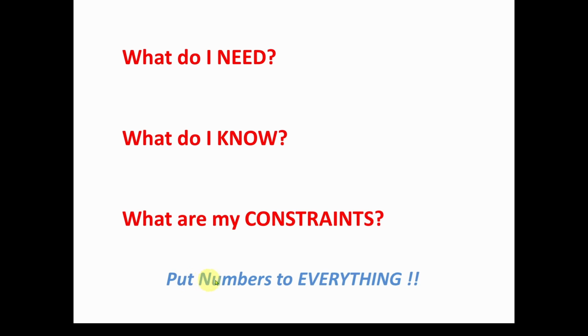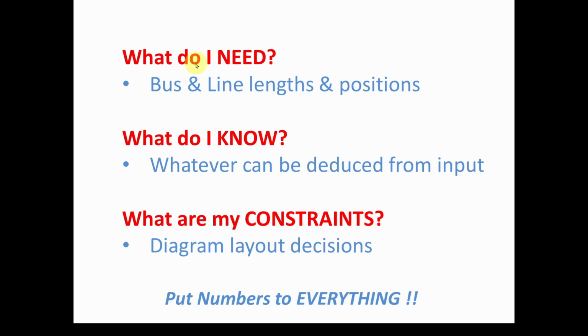And at the end of the day, we're talking about computers, so we're going to have to put numbers to everything. So it's really important that you don't just put vague generalities. At some point, you're going to need to put those vague generalities down in numbers and variables and classes and objects and so on. So here's the stuff for this example. What do I need? Well, what it boils down to is, at the end of the day, I need to have bus and line lengths and positions in order to place them. So somehow from that input data, I'm going to have to get these values, all right? So we're putting numbers to these. We're going to have to know bus and line lengths and positions.